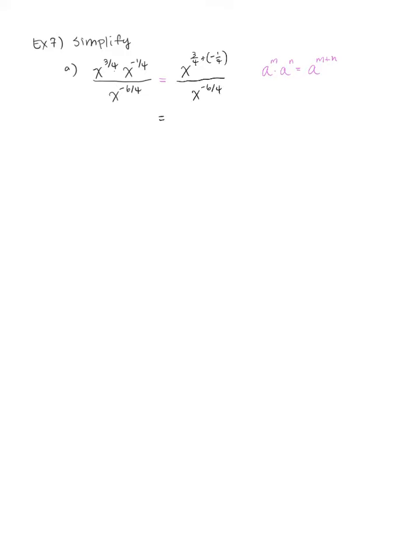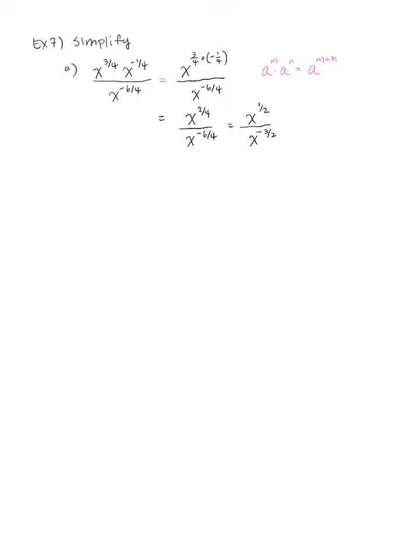Okay, so if I combine that, we get x to the 3/4 minus 1/4, which is 2/4, whole thing over x to the negative 6/4. All right, so now I guess we can simplify the exponents a little bit by dividing out by 2. So next step, let's simplify a little bit. This is equivalent to x to the 1/2, whole thing divided by x to the negative 3/2. Okay, that looks a little bit cuter.